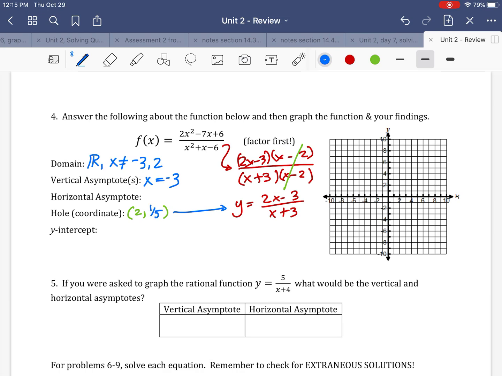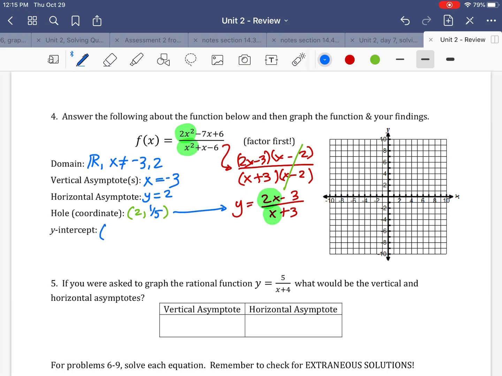For the horizontal asymptote, I can go back to the beginning, or I can use my result here. I can use this over that, or I can use this over this. Either way, the degrees match, and so I take the leading coefficients, 2 over 1. So my horizontal asymptote is 2.